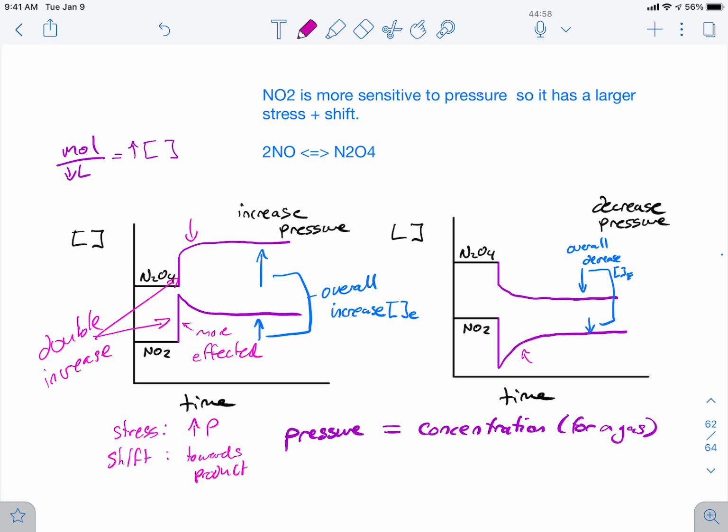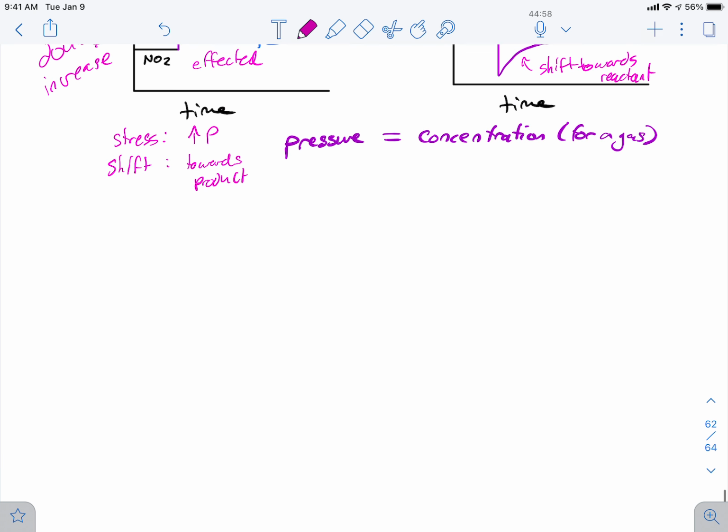On the other side, we see the upper curve down here. So that means that we are shifting towards reactant, or to the reactant, to the left. And that's because we've decreased, but we see the double decrease. So that's the double decrease, and that's because of pressure. Okay, so we could kind of summarize.